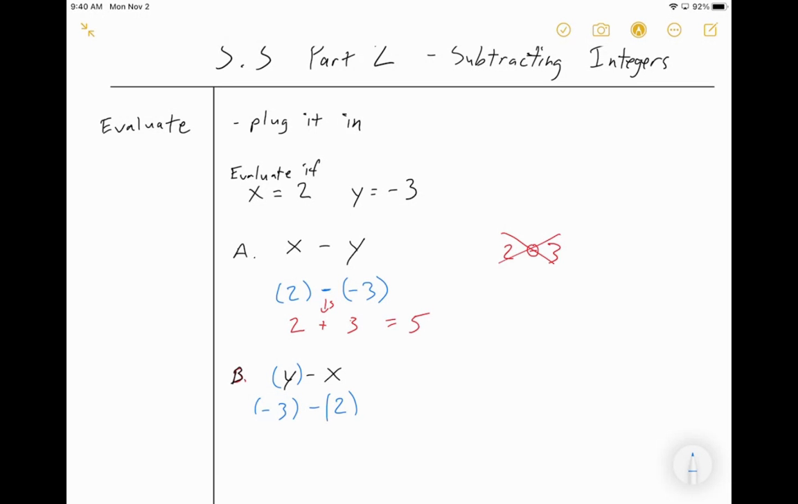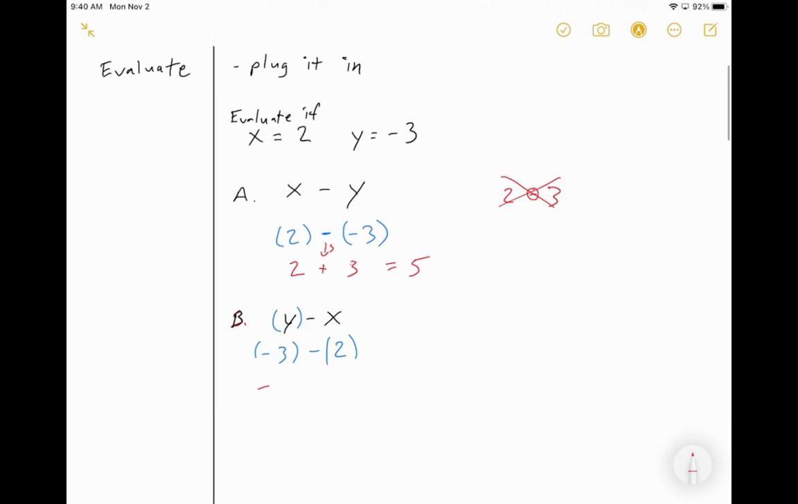So negative 3 minus 2, or remember, keep, switch, change. Keep, switch, change says negative 3 plus a negative 2, because this is a positive 2, so it becomes a negative 2. So you end up with negative 5.